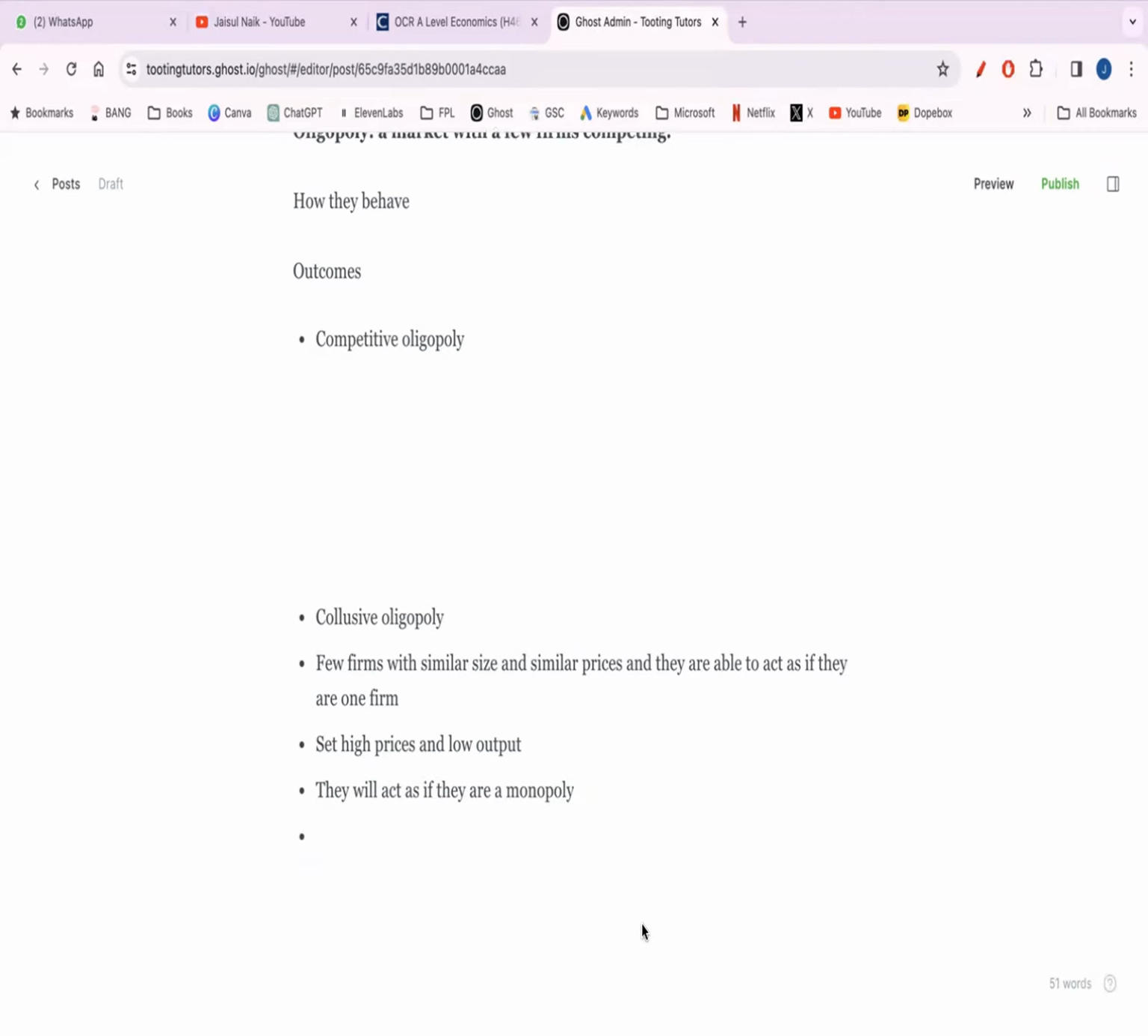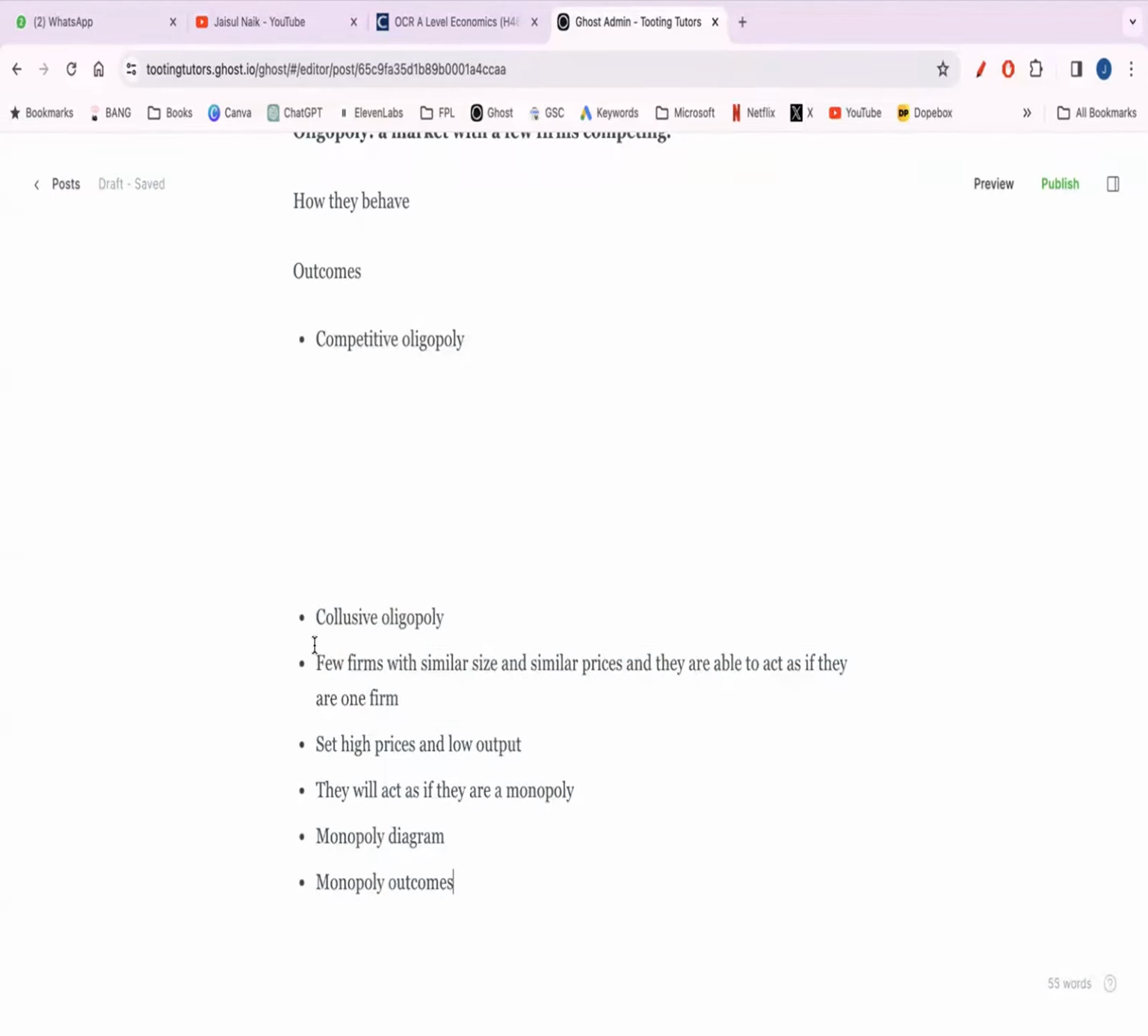We'll learn about monopoly after, but if this was the case, you would literally just draw the monopoly diagram. And you would do the monopoly outcomes as well, so the high price and the low output and the profit maximization. If it's a collusive oligopoly, you just go down the monopoly route because you say firms colluding will act like they're a monopoly. Cool. So that's their outcomes.